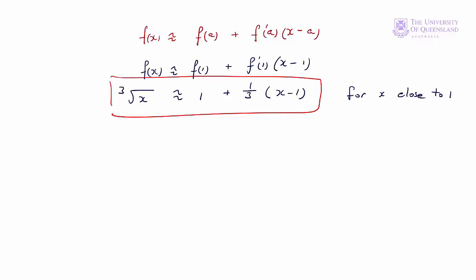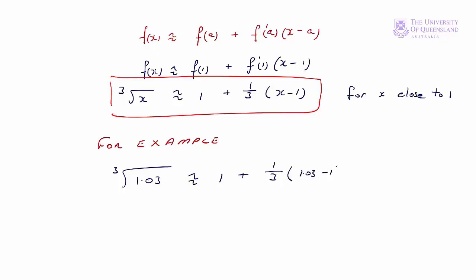Now let's use that to find the cube root of a particular number. We'll find the cube root of 1.03. That's approximately equal to 1 plus 1/3, where we see an x, we substitute in 1.03, and subtract 1. It's approximately equal to 1 plus 1/3 times 0.03. And so we find the cube root of 1.03 is approximately 1.01.